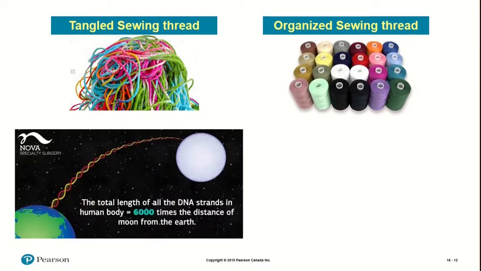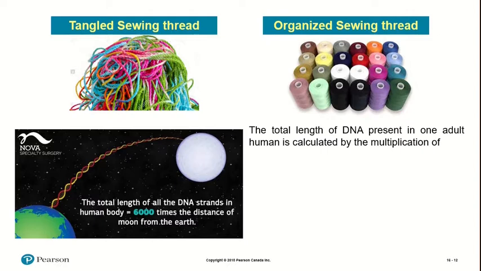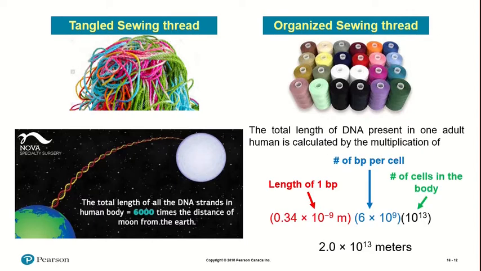And maybe you have heard about how long the DNA is. For example, you have here that the total length of all DNA strands in a human body is equal to 60 times the distance from the moon to the earth. And these are the calculations that they show.